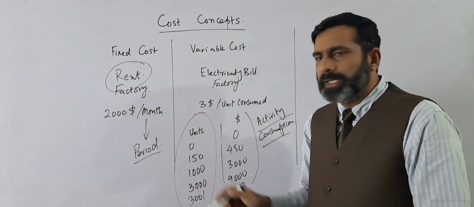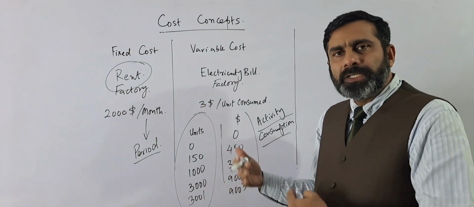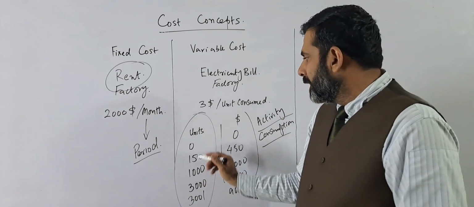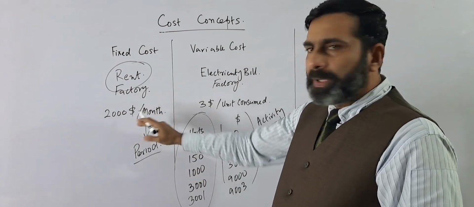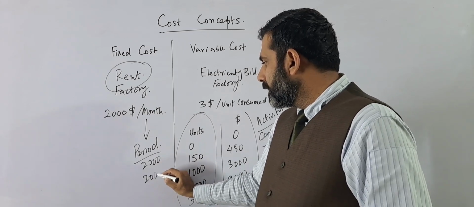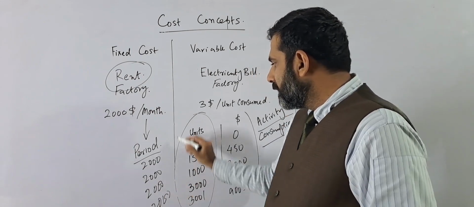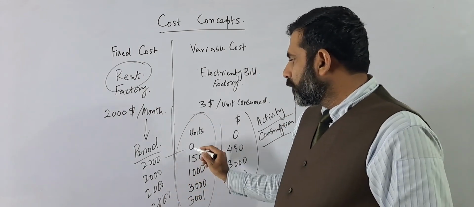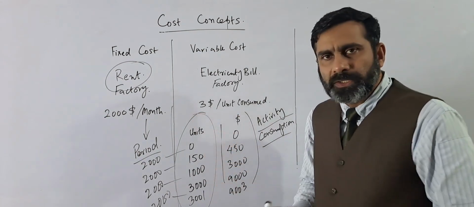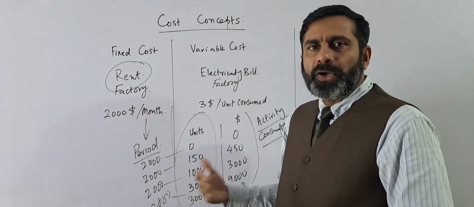How many units they are consuming, or how much production is going on, more production, less production, it is changing with respect to that. But here, even at 0 units, they have to pay a factory rent of $2,000. This is again $2,000. Irrespective of whether the production is increasing or decreasing, they have to pay this $2,000 amount. So that's why this is fixed, and this is called a periodical cost.